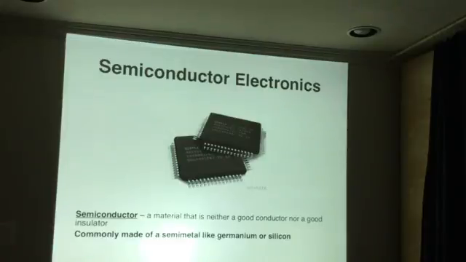Semiconductors are frequently made of semi-metals. You recall on the periodic table that about 80 or so percent of the elements are metals. About 10 or 15% are non-metals, and then there's a small strip between the two that are called semi-metals, and those materials are used to produce semiconductors.